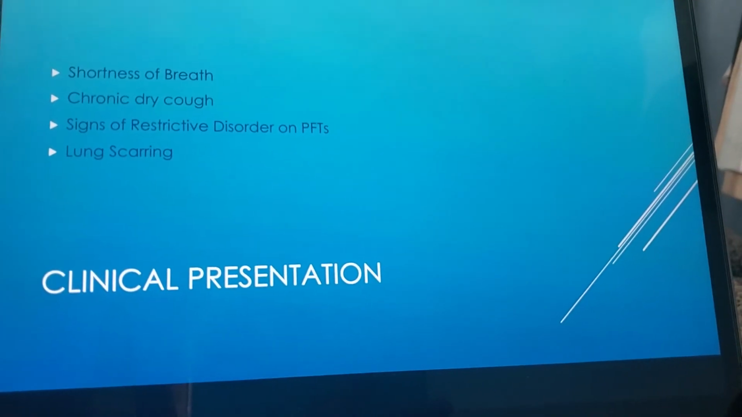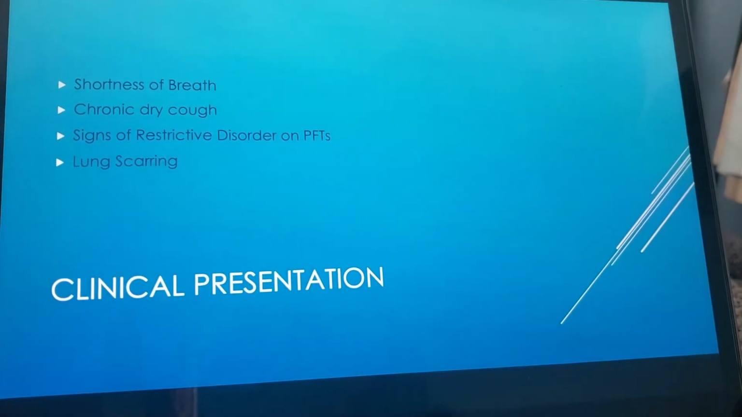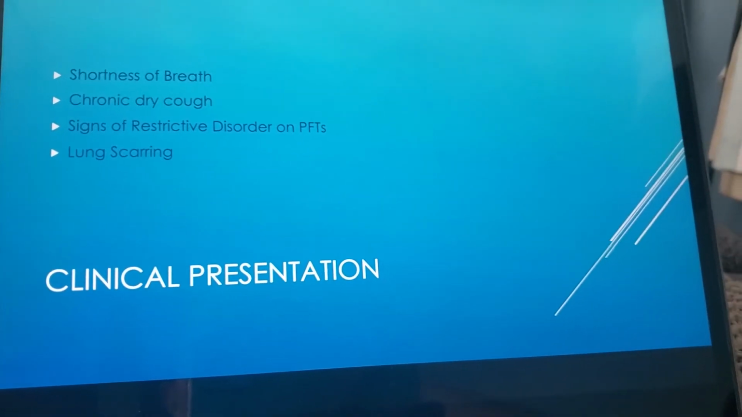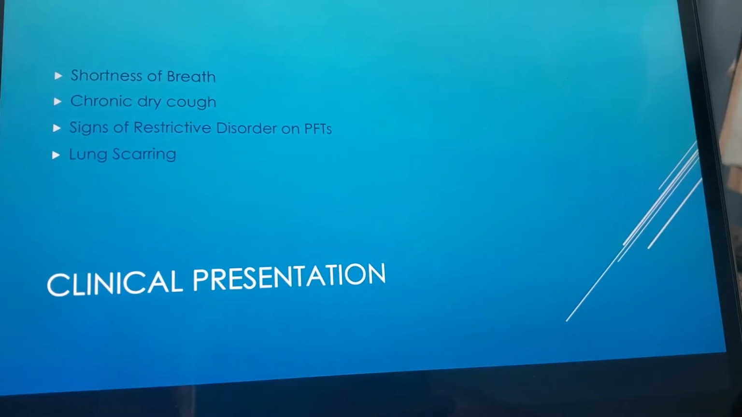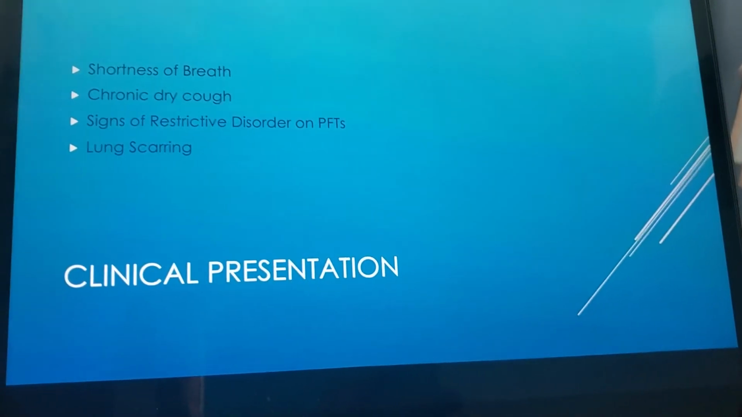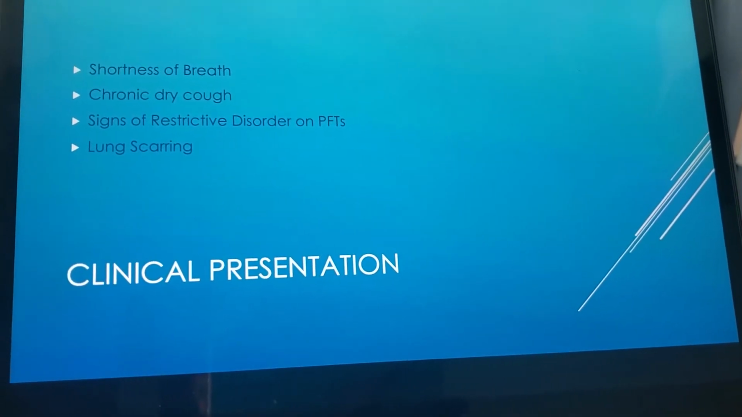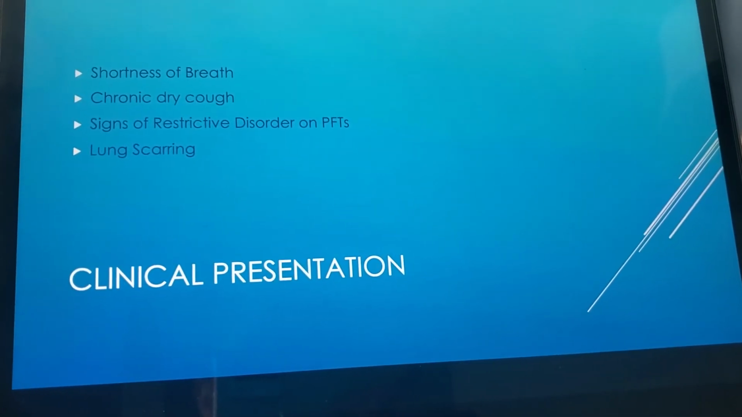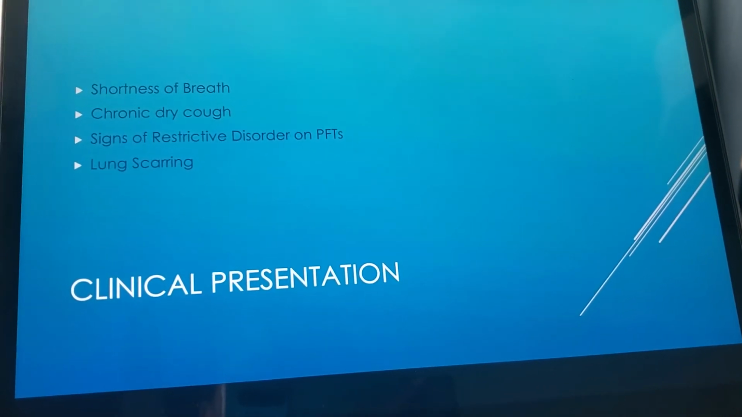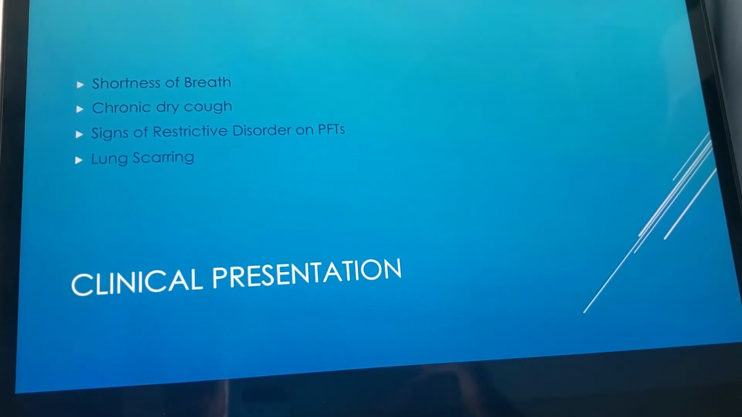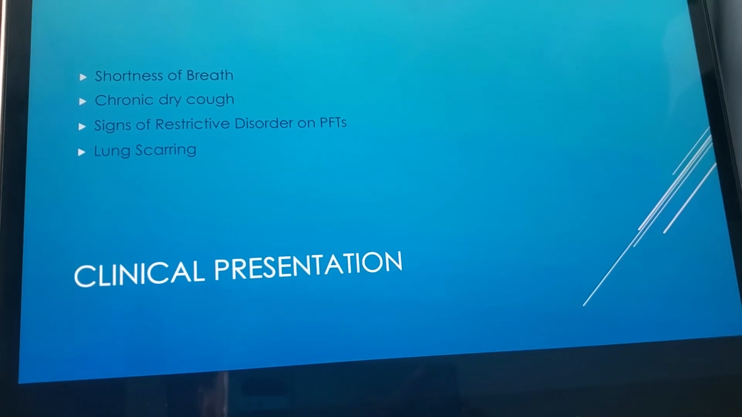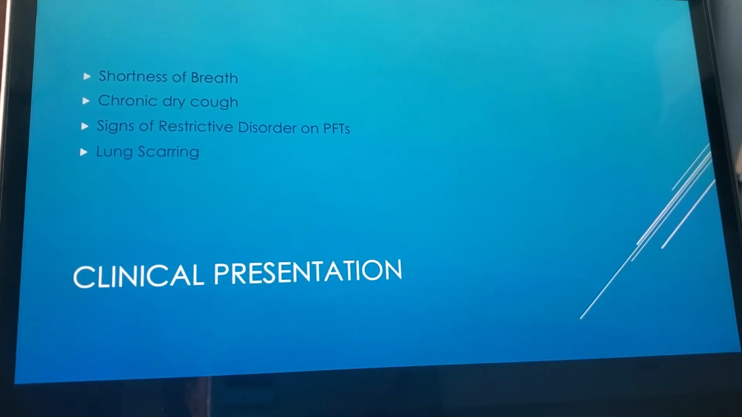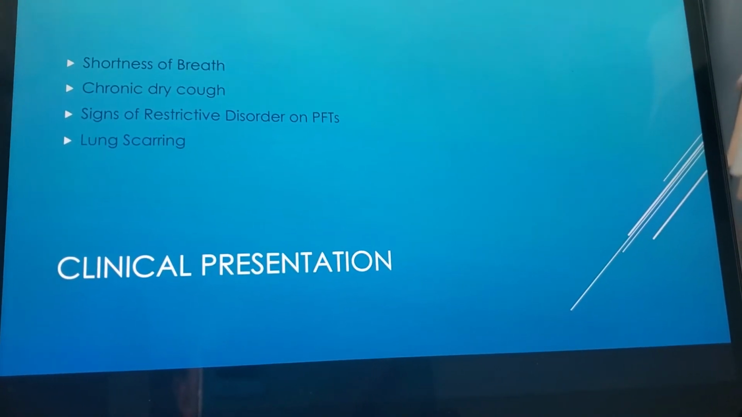Some clinical presentations of rheumatoid arthritis could be shortness of breath. If the patient is hypoxemic due to all that scarring in the lungs, they just can't get enough oxygen. That can cause them to be short of breath. Chronic dry cough, kind of the same thing. Whenever the alveoli are compressed like that, that can lead to atelectasis. And one of the common things with atelectasis is a dry cough.